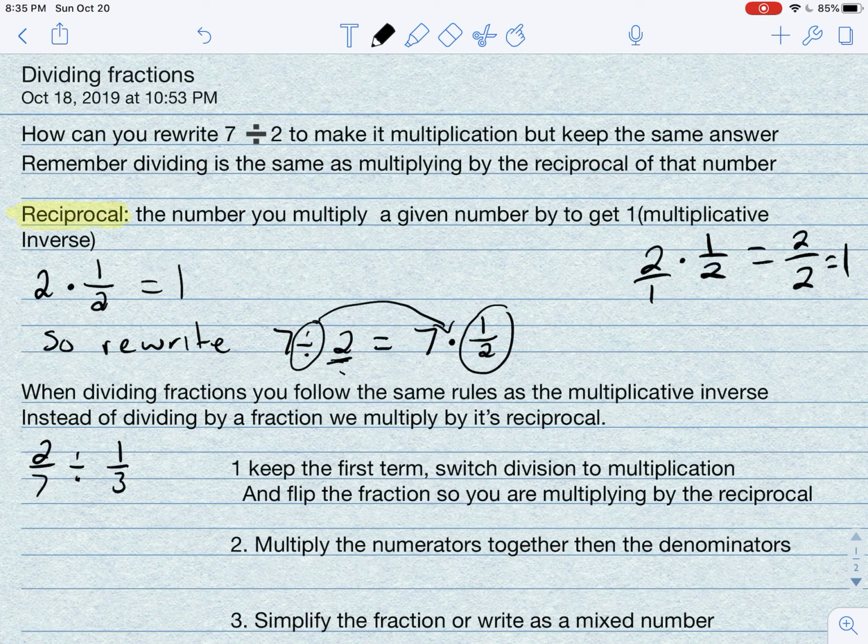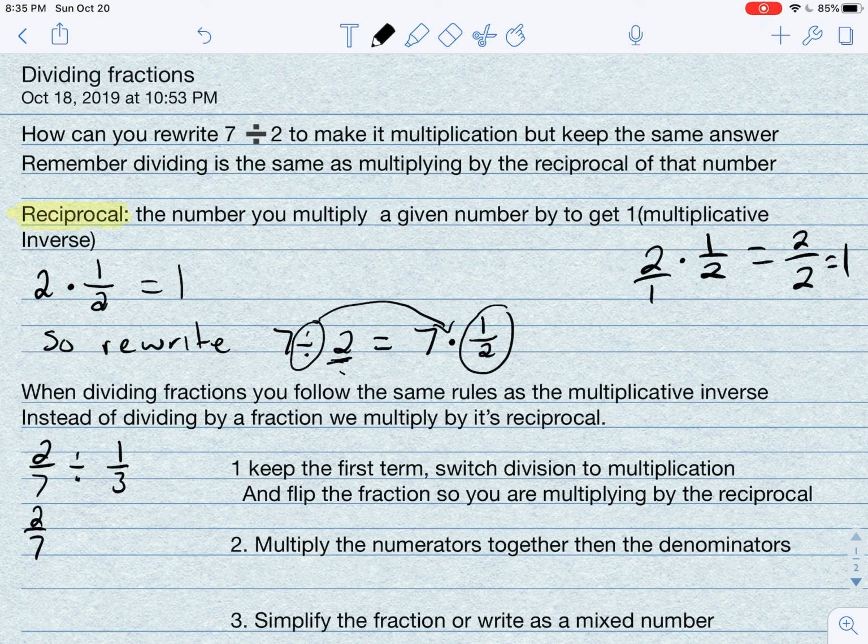Okay, so when dividing fractions, we are doing the same thing. We want to get rid of the division symbol and change it to multiplication. Another way to remember this is keep, change, flip. What you do is you keep the first fraction. So in this case, 2/7 divided by 1/3, we're going to keep the first fraction, 2/7.